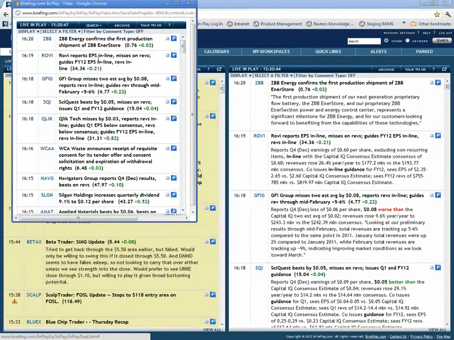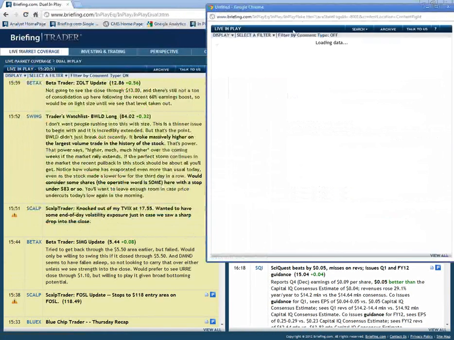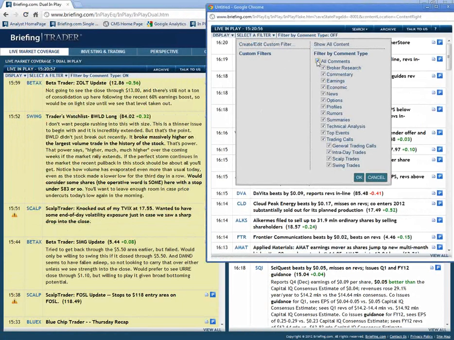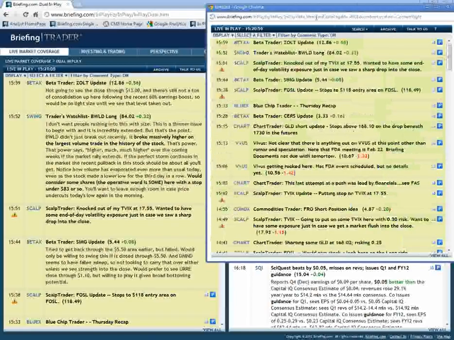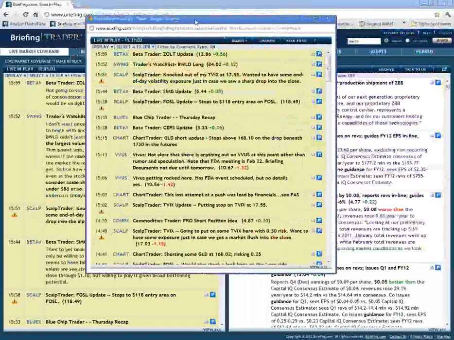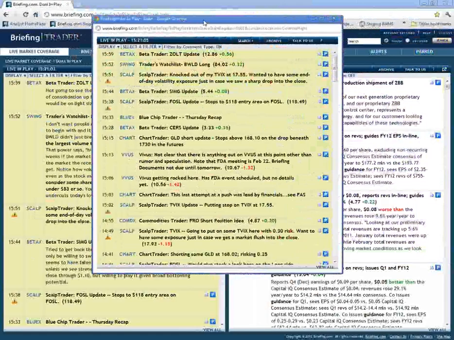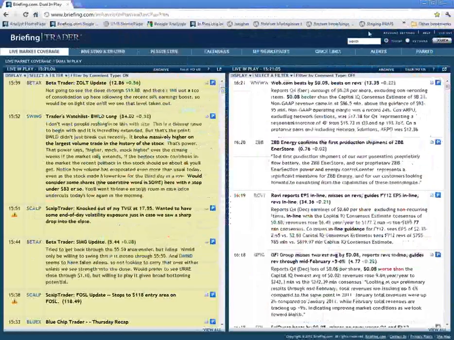So if you want to have one that just focuses on, say, everything, and then open another one that focuses just on trading calls, for example. You can select the filter, uncheck all comments, go trading calls, and then you can run multiple screens here. And you can put them wherever you want on your monitor.